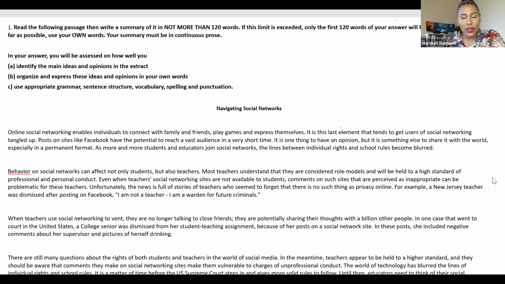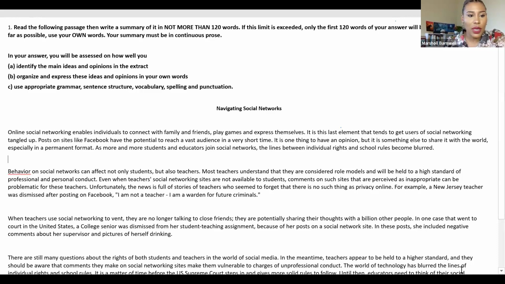Navigating social networks. Online social networking enables individuals to connect with family and friends, play games, and express themselves. It is the last element that tends to get users of social networking tangled up. Posts on sites like Facebook have the potential to reach a vast audience in a short time. It is one thing to have an opinion, but it's something else to share it with the world, especially in a permanent format. As more and more students and educators join social networks, the lines between individual rights and school rules become blurred.